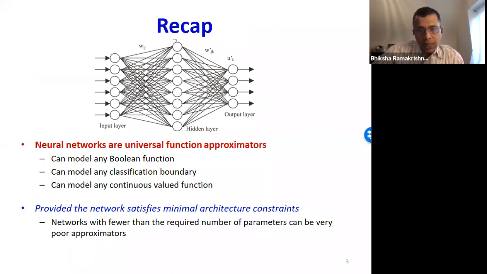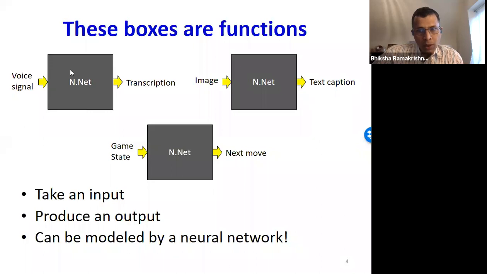Now, here's what we know so far. Neural networks are universal approximators. They can model any Boolean function, any classification function, or any real valued function, just so long as they have the minimal architecture needed for the particular function that you're trying to model. And so they can model all of these functions to perform very complicated tasks like transcribing speech or captioning images or suggesting the next move for a game.